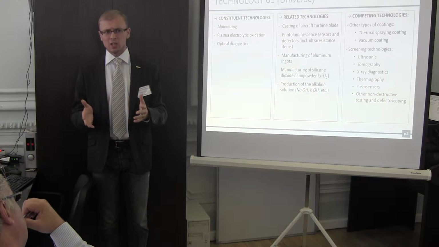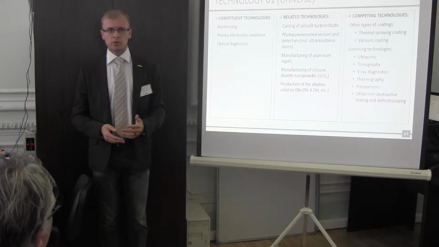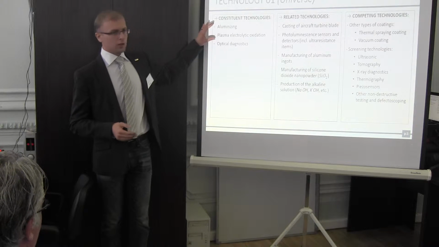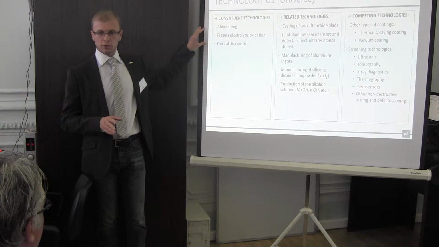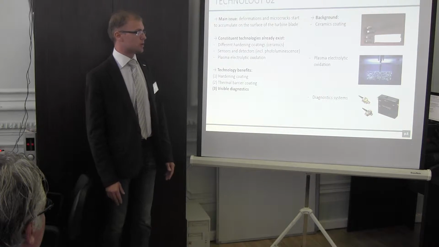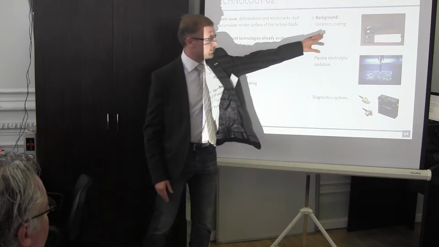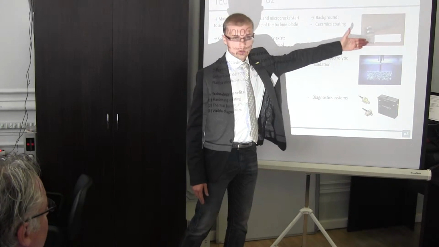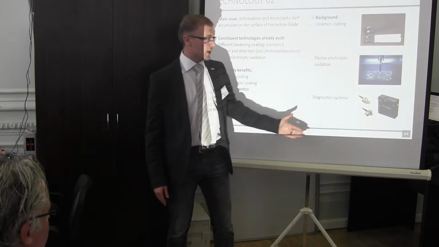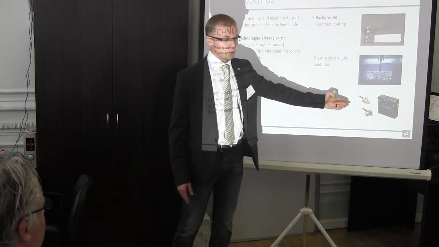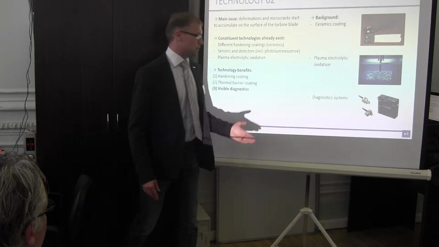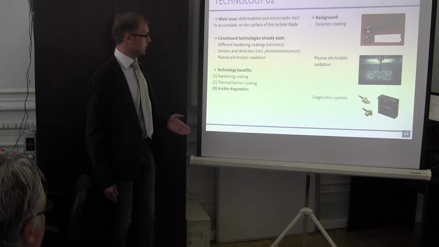Nowadays, some manufacturers already use composite ceramics for hardening the blades. It's almost the same effect. Here are just some illustrations on this picture of what the coating looks like, and what the plasma electrical oxidation looks like, and what we're planning to use as inspecting technology to diagnose these things.